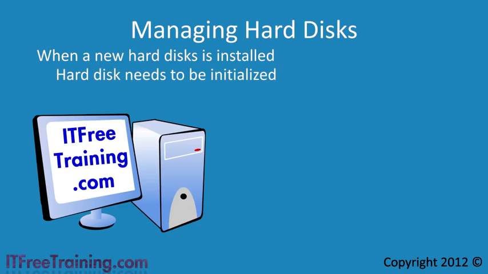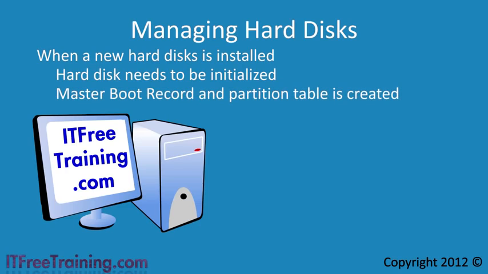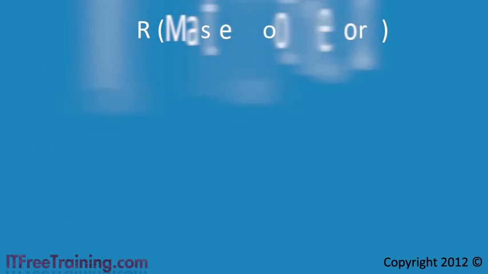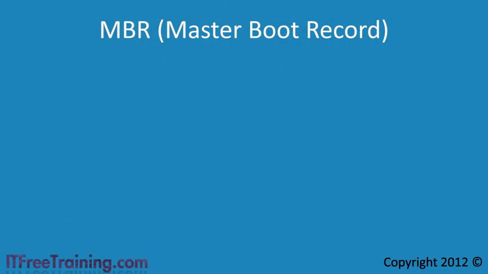The process of initializing the hard disk creates a boot record and partition table. This information tells the BIOS the layout of the hard disk and where to find software to boot the operating system. When Windows 7 initializes the hard disk, you will be asked what type of partition table that you want to create. The first type is MBR.